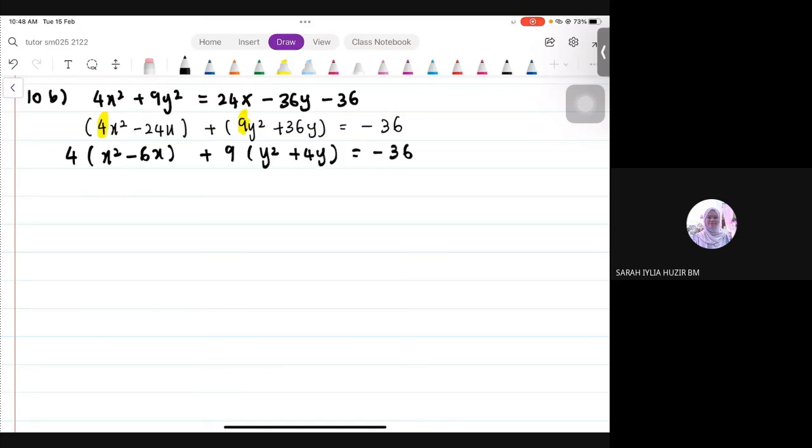Okay. So, dah cantik macam tu, baru awak start CTS. So, 4 tu biarlah, leave it as it is kat luar bracket. x squared minus 6x, we get (x minus 3) squared minus 9. And then for y squared pun kita buat CTS. So, (y plus 2) squared minus 4.